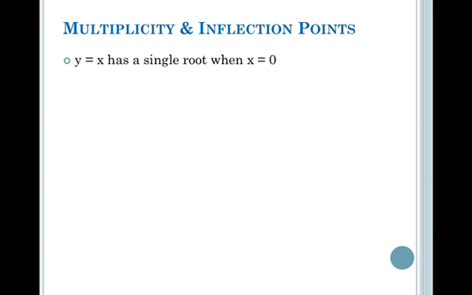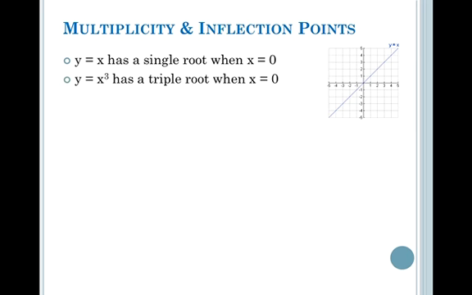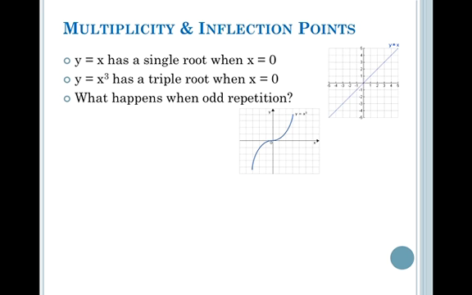We're going to find one more pattern. So if we graphed y equals x, that has a single 0 when x is 0. If we graphed y equals x cubed, that's a triple root when x equals 0. If you compare the shape of these, you'll notice that something different happens. So when we graph y equals x cubed, it crosses through just like y equals x, but it has that inflection point at the 0.